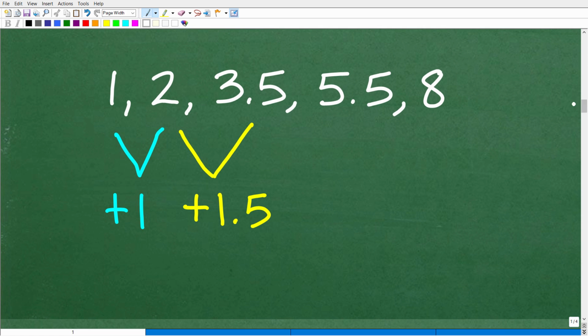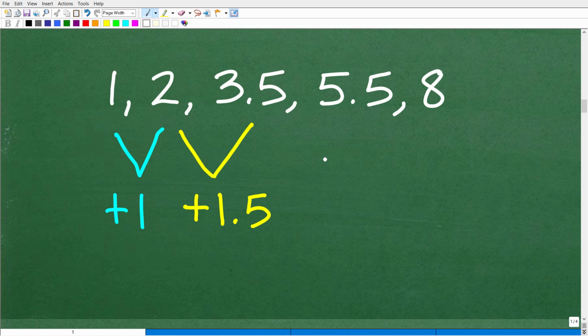Now, what I'm going to give you here is a gigantic clue, okay? So what's going on here? All right, well, let's take the difference. From 1 to 2, we added 1. From 2 to 3.5, we added 1.5. All right, well, this is a clue. This is the beginning of the actual pattern that we need to understand in order to solve this problem.